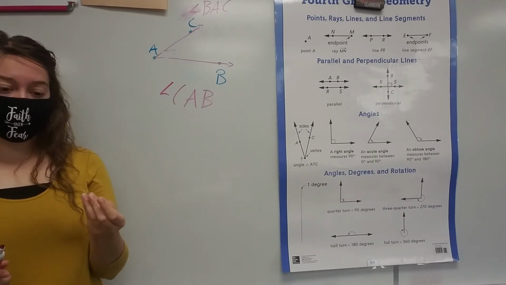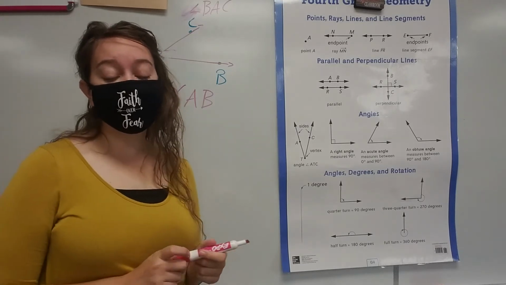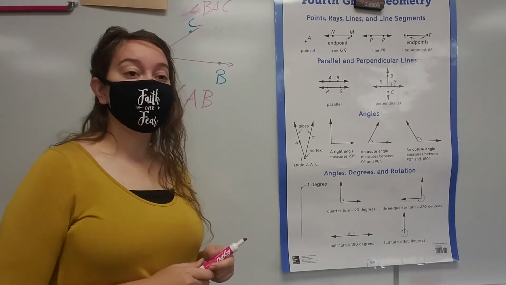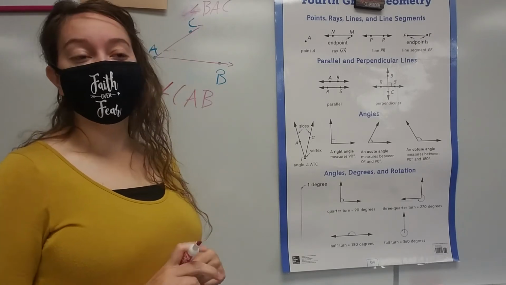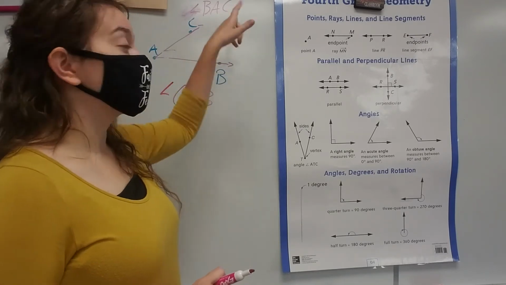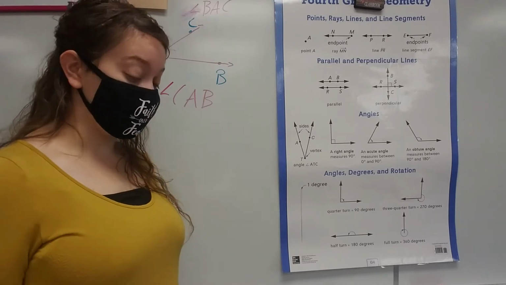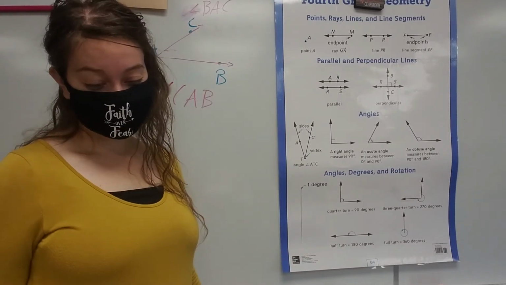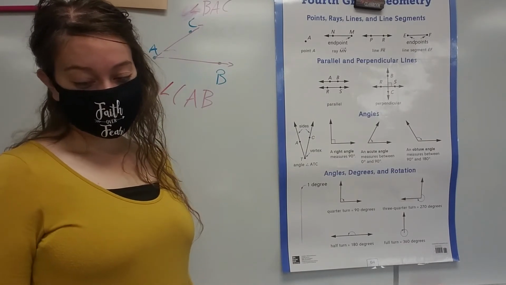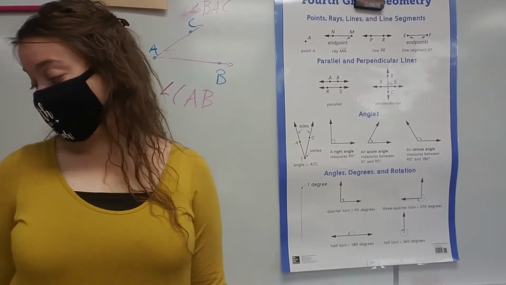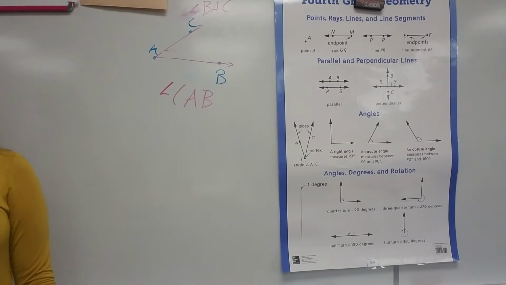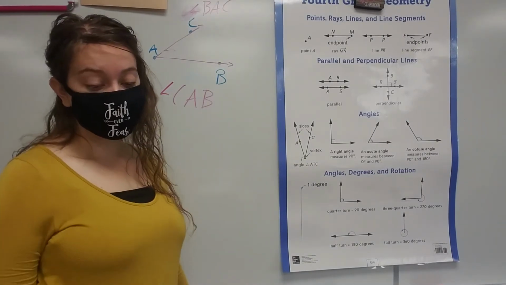We skipped that one, didn't we? It says, what is the vertex of BAC? Which point is the vertex? Number 2 is A. Point A. We talked about it, we just didn't write it down. Which one's the vertex? There.